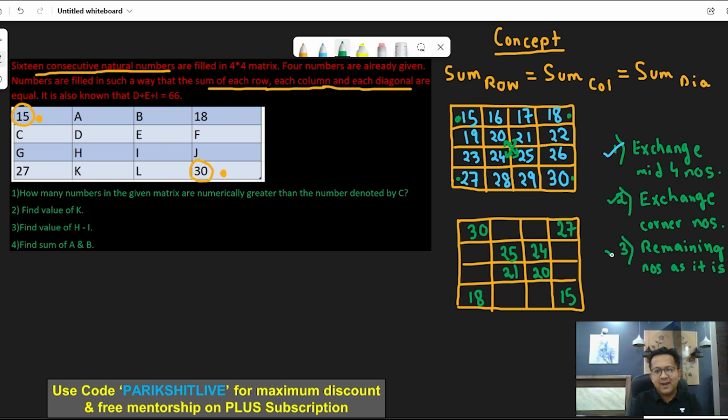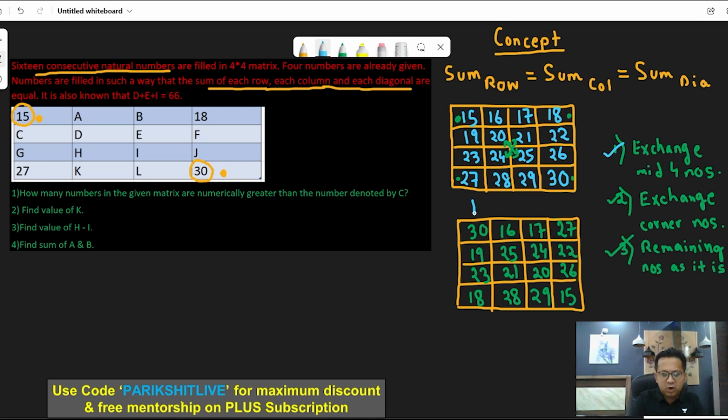Step 3, write down the remaining numbers as they are. On the top row, the missing numbers are 16 and 17. Write them down as they are from the first figure. 19 and 23, write them down as they are from the first figure. Then on the bottom, 28 and 29, write them down as they are. And then 22 and 26, write them down as they are. Correct? Now, verification time. Let's verify.